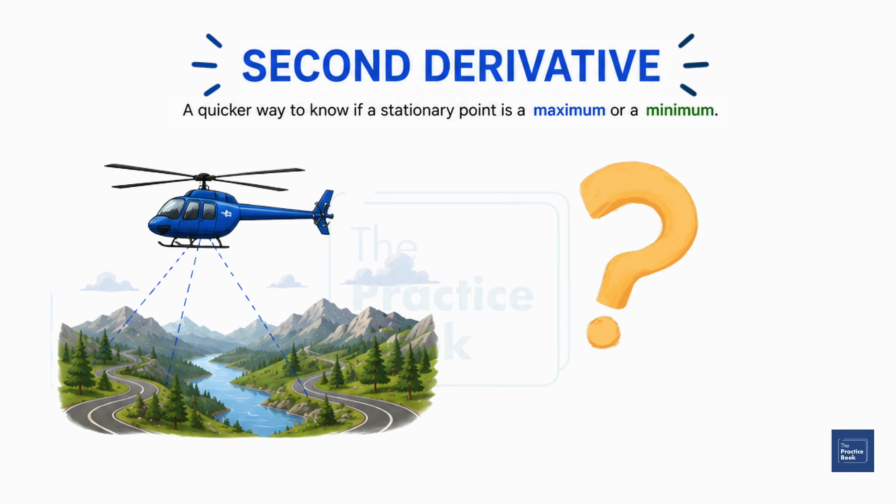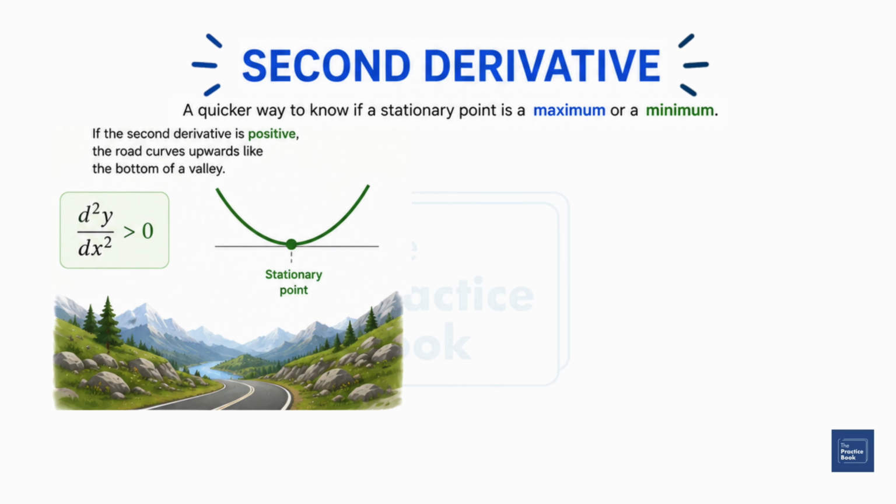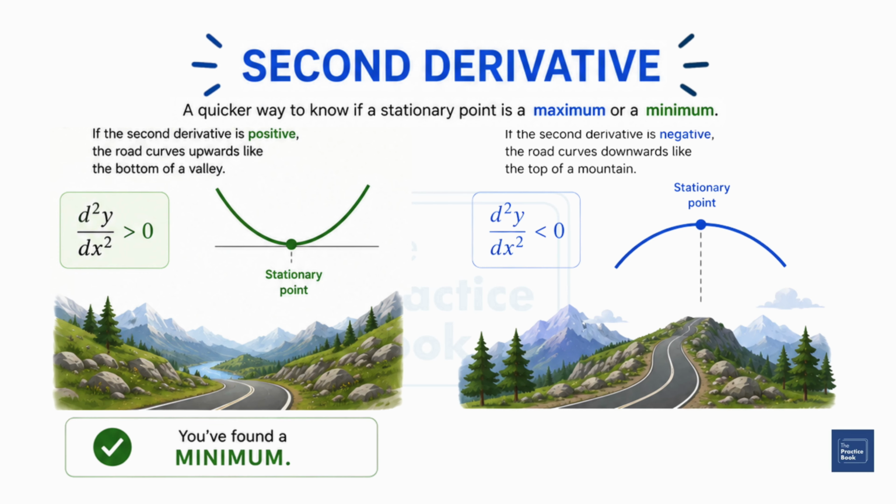If the second derivative is positive, the road curves upwards like the bottom of a valley, so you found a minimum. If the second derivative is negative, the road curves downwards like the top of a mountain, so you found a maximum. So differentiation isn't just about finding numbers.